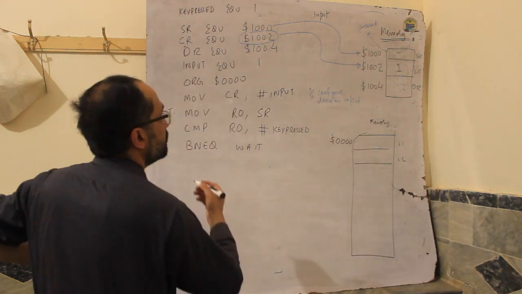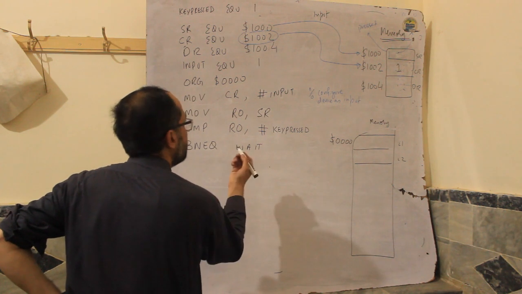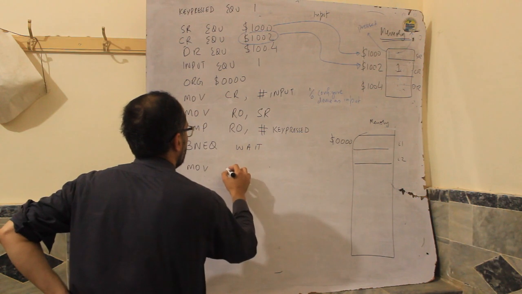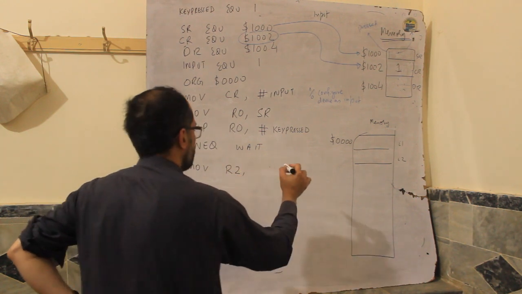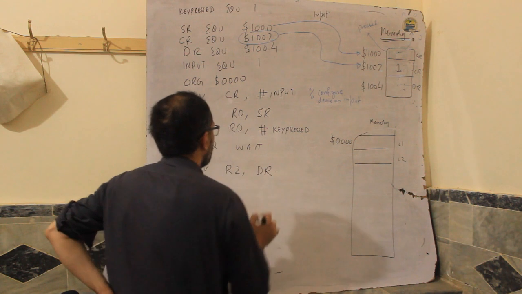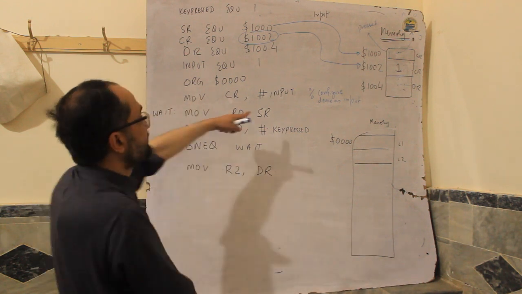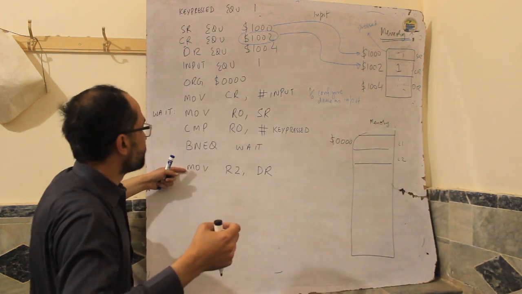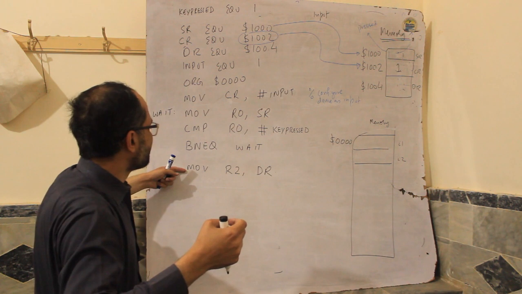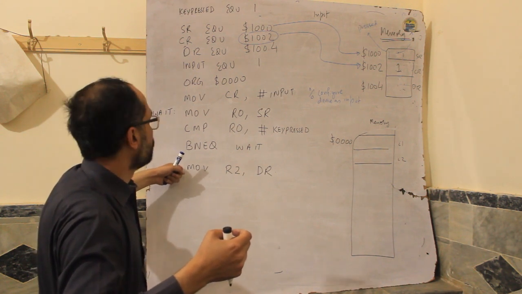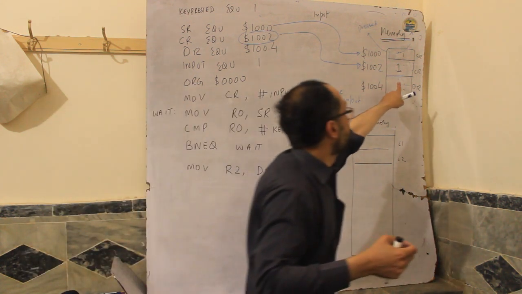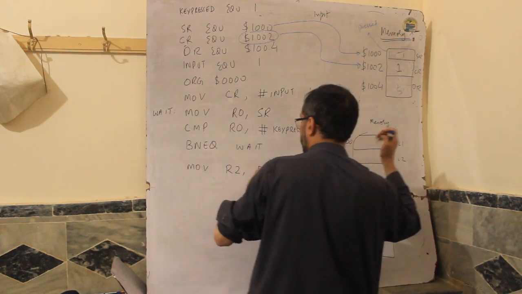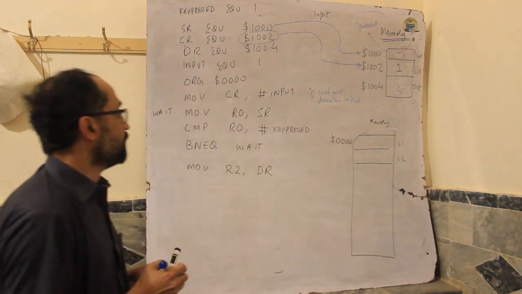So now in this particular example, we can move the value of R2 into the data register. When the key has been pressed, SR will be 1. SR will be 1, so we will come out of this loop, and the control will be transferred here. In this particular example, the control will be transferred here, and the value of the key press, let's assume that the user presses 5. So the value of the data register will be moved into register R2.